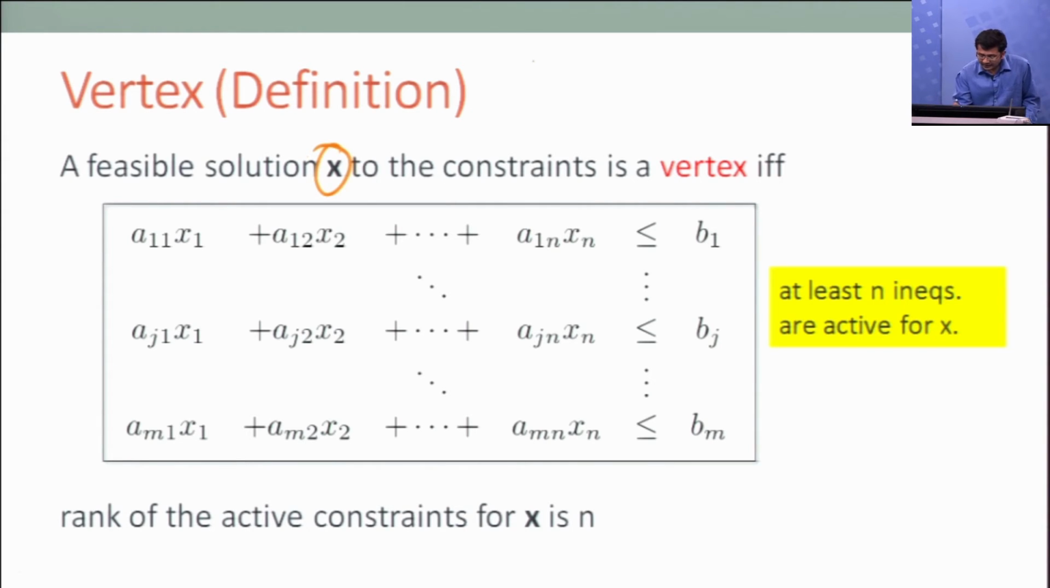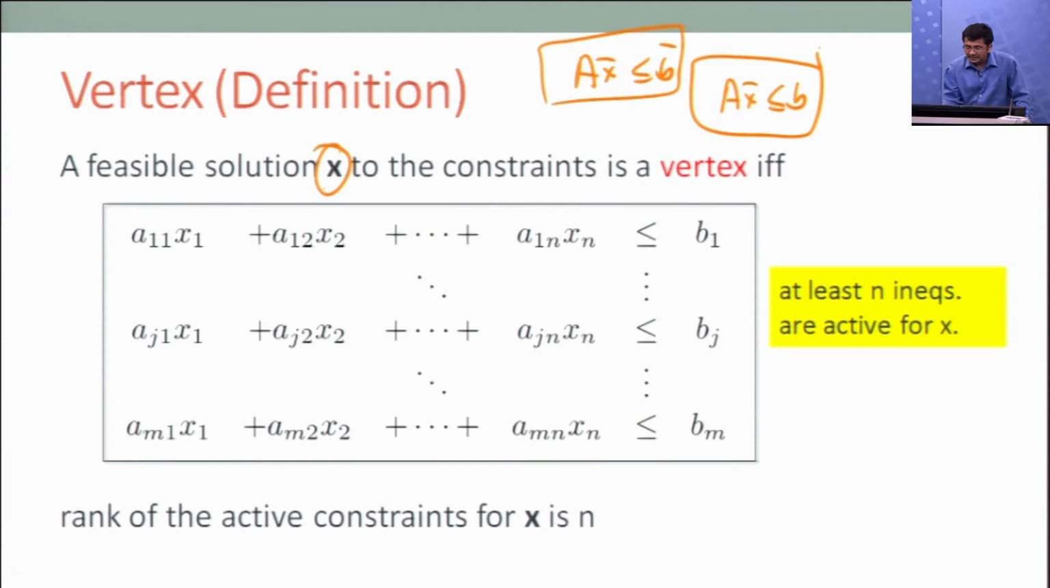So let's take a set of constraints. Let's say Ax less than or equal to b. Let's not worry about x greater than or equal to 0. And of course, the objective is no longer necessary because we are just studying the feasible region. So we say a feasible solution, which means the solution needs to satisfy Ax less than or equal to b. And it's a vertex if and only if you have at least n inequalities being active.